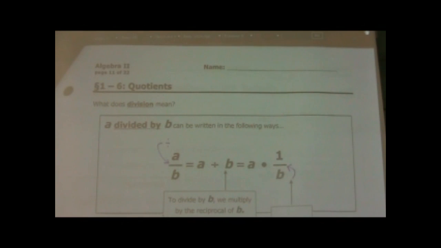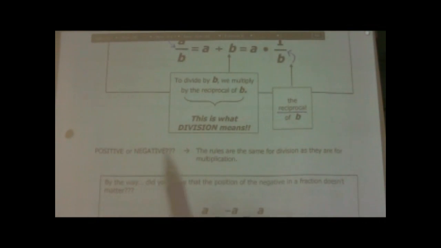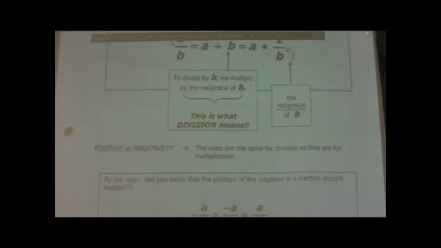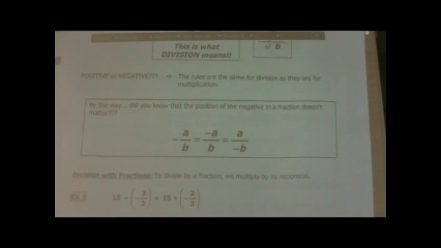So the next thing we're going to talk about is positive or negative. And the rules are the same for division as they are for multiplication. If you have an even number of negatives divided, you'll get a positive answer. If you have an odd number of negatives divided, you'll get a negative answer. Now, there is then the whole issue of when I end with a negative fraction, where does the negative go? Well, wherever you want to put it. You can put it out in front of the fraction, you can put it in the numerator, or you can put it in the denominator.